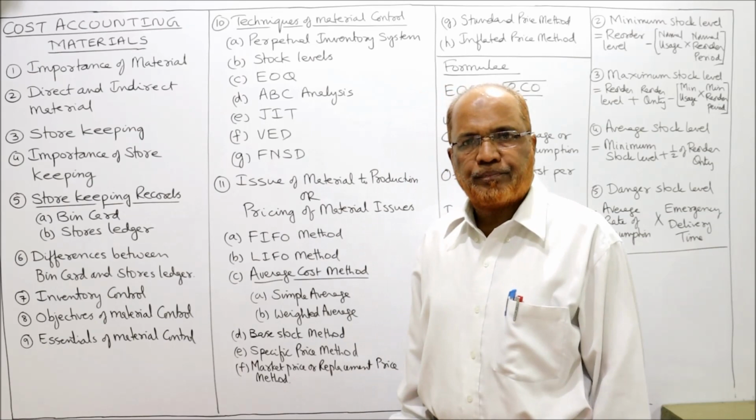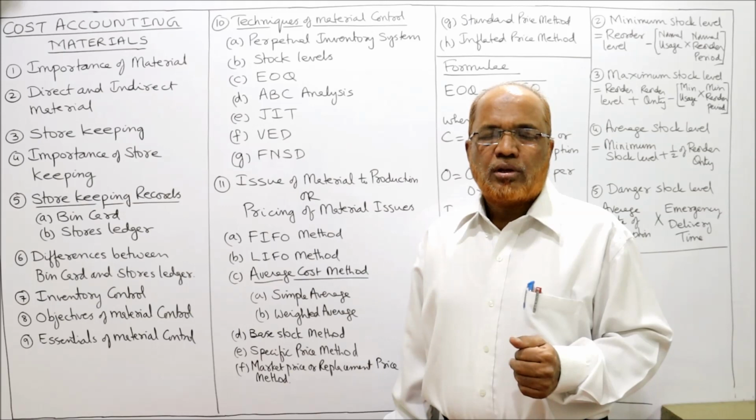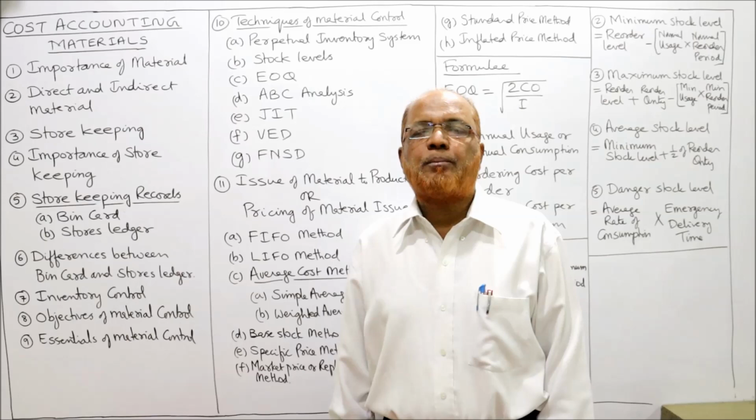Similarly, the material should not be in excess. There should not be even any overstocking of material. That will incur carrying cost. So overstocking of inventory should not be done. So the main objective of inventory is sufficient inventory should always be maintained so that there won't be any interruption in production. At the same time, there should not be any overstocking of material.